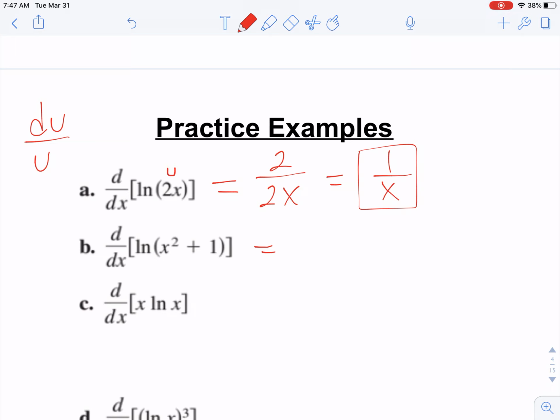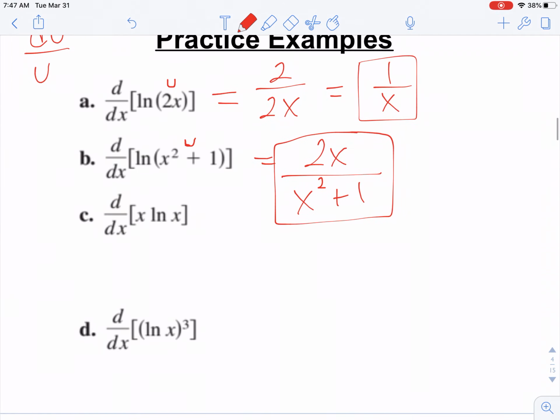Same thing with part B. The derivative of u. So if this whole inner piece is your u expression, so du is going to equal 2x, right? That's in the top, and then in the bottom you leave the u expression alone. You just basically rewrite what's inside the ln, and that is your derivative.